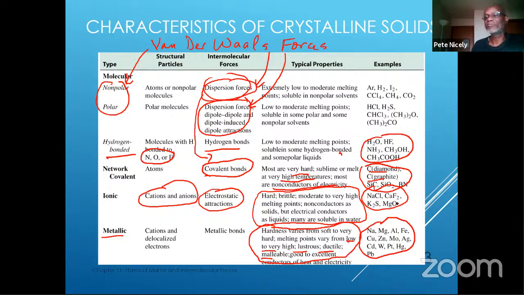So that's basically a summary of the different types of forces that exist at the microscopic level within different substances. So if you're asked a question concerning this, more than likely the question will be about the type of forces that exist if you're given a substance.